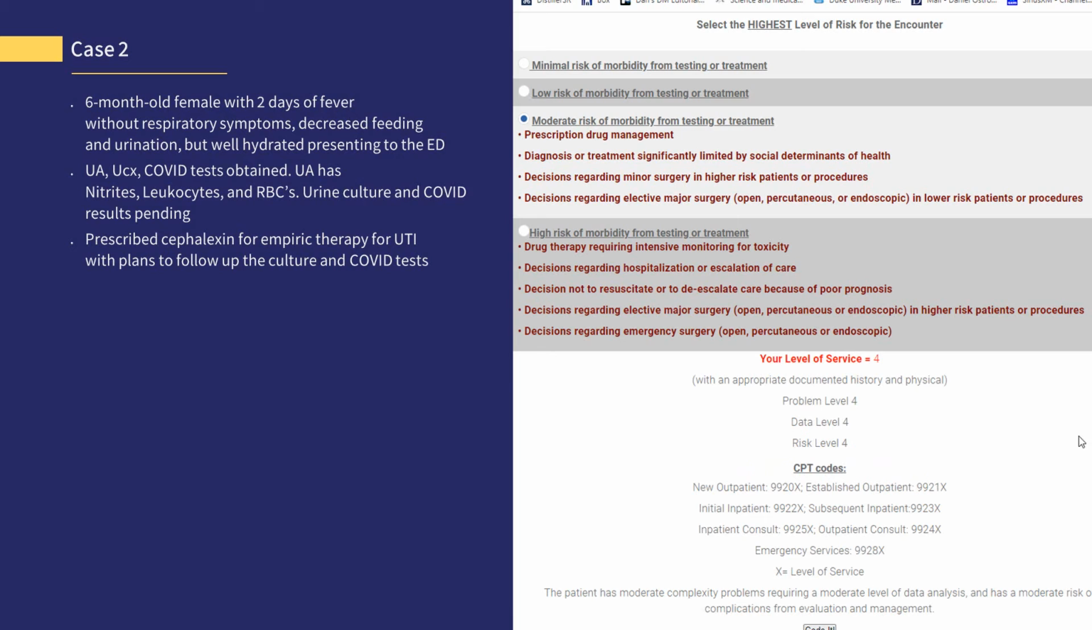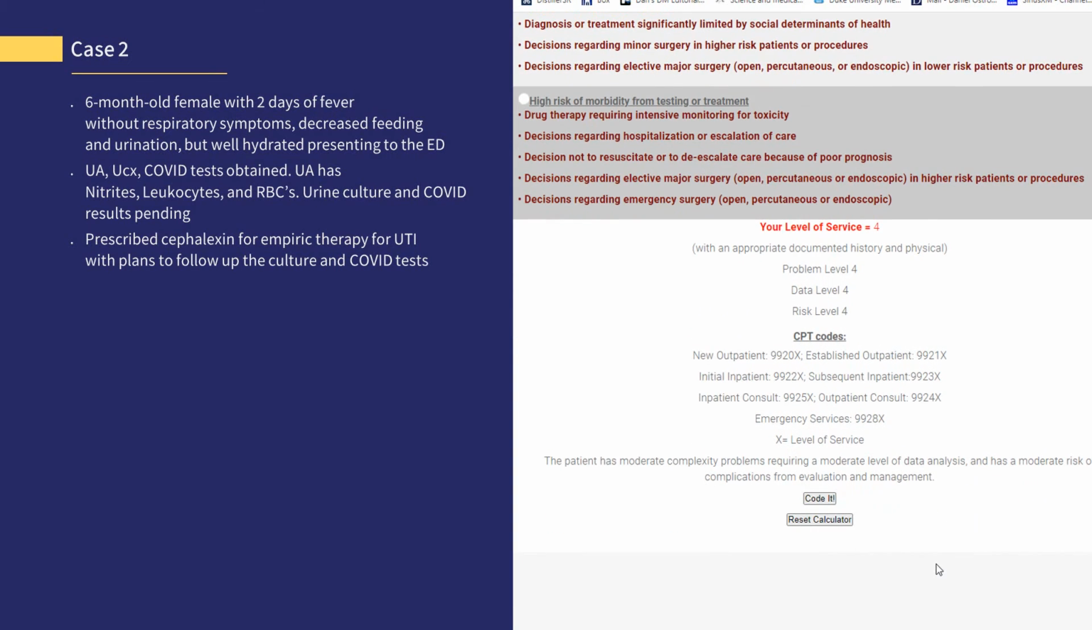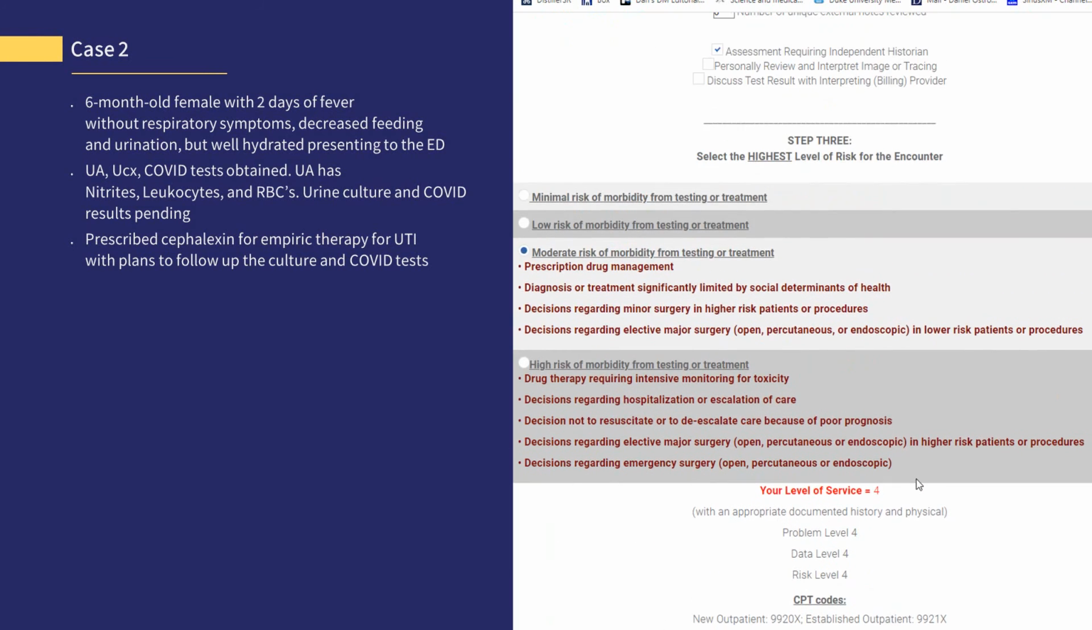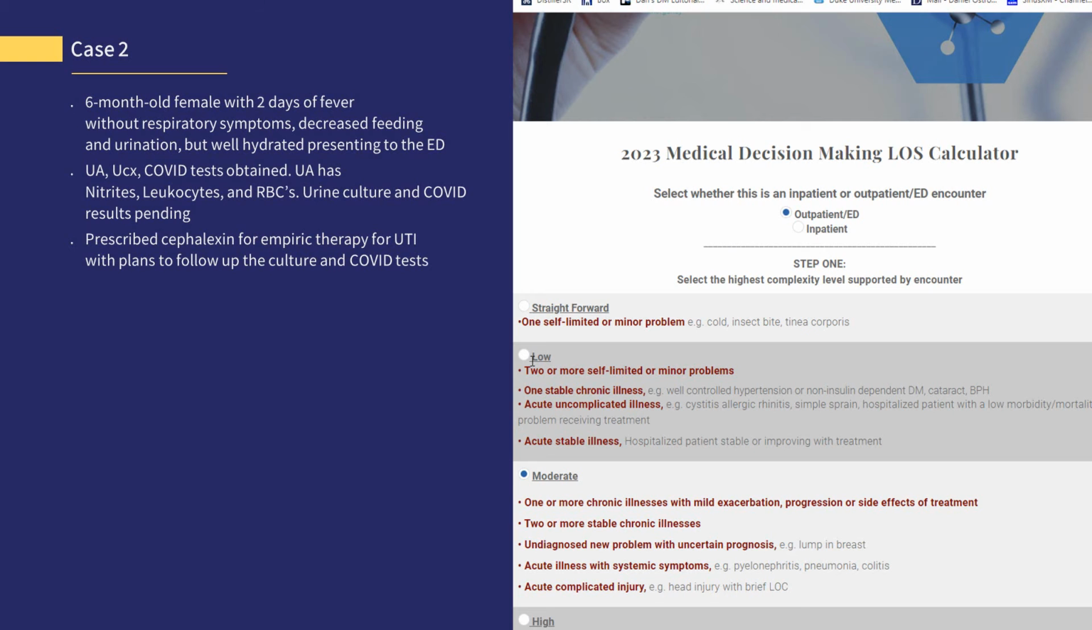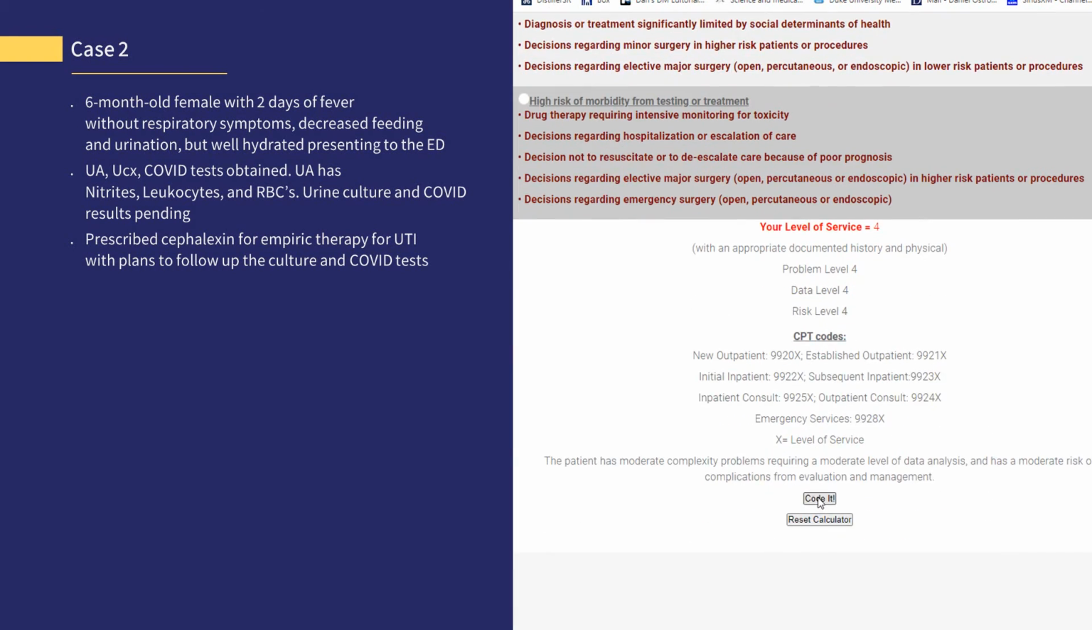Converting the complexities to levels yields 4 for problems, 4 for data, and 4 for risk, giving an overall level of service of 4 with an ED service code of 99284. By the way, if you had selected low complexity for the number and types of problems, it would still have been a level 4 overall because 2 out of the 3, the data and the risk, were at level 4, making the problem level irrelevant.